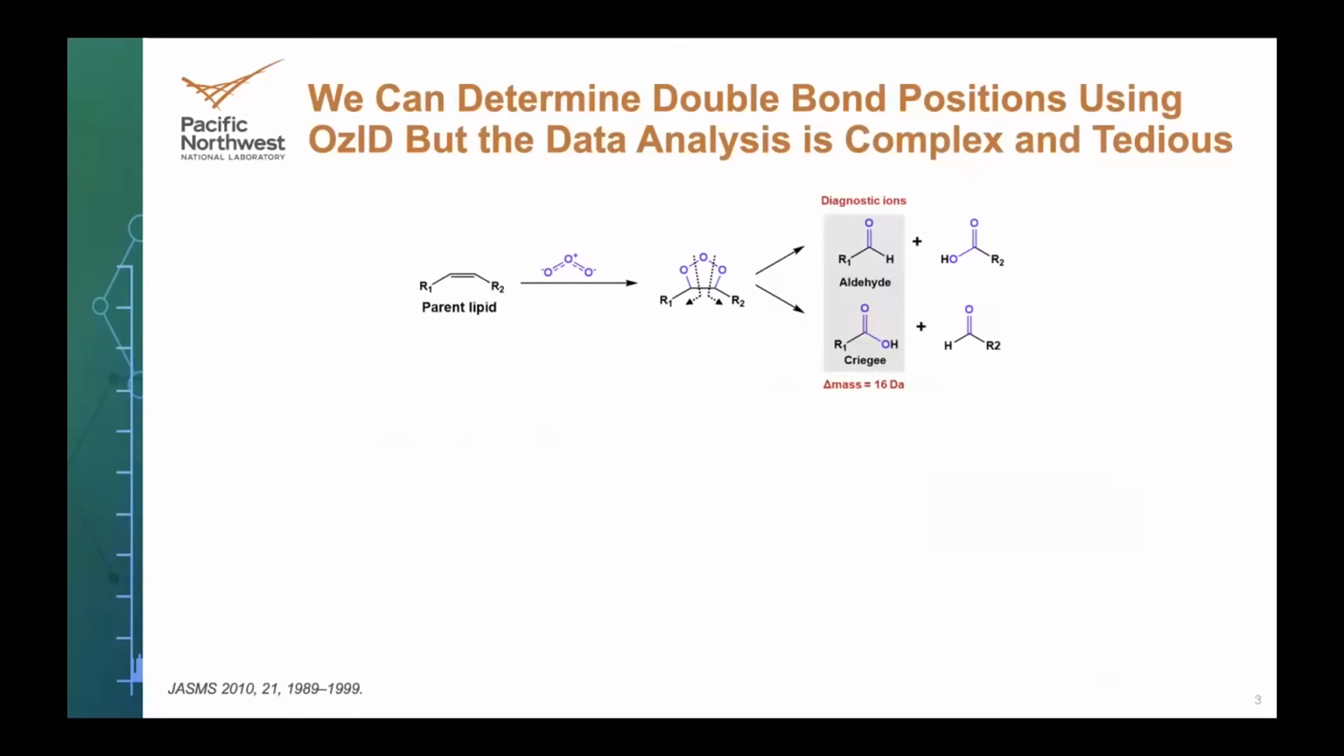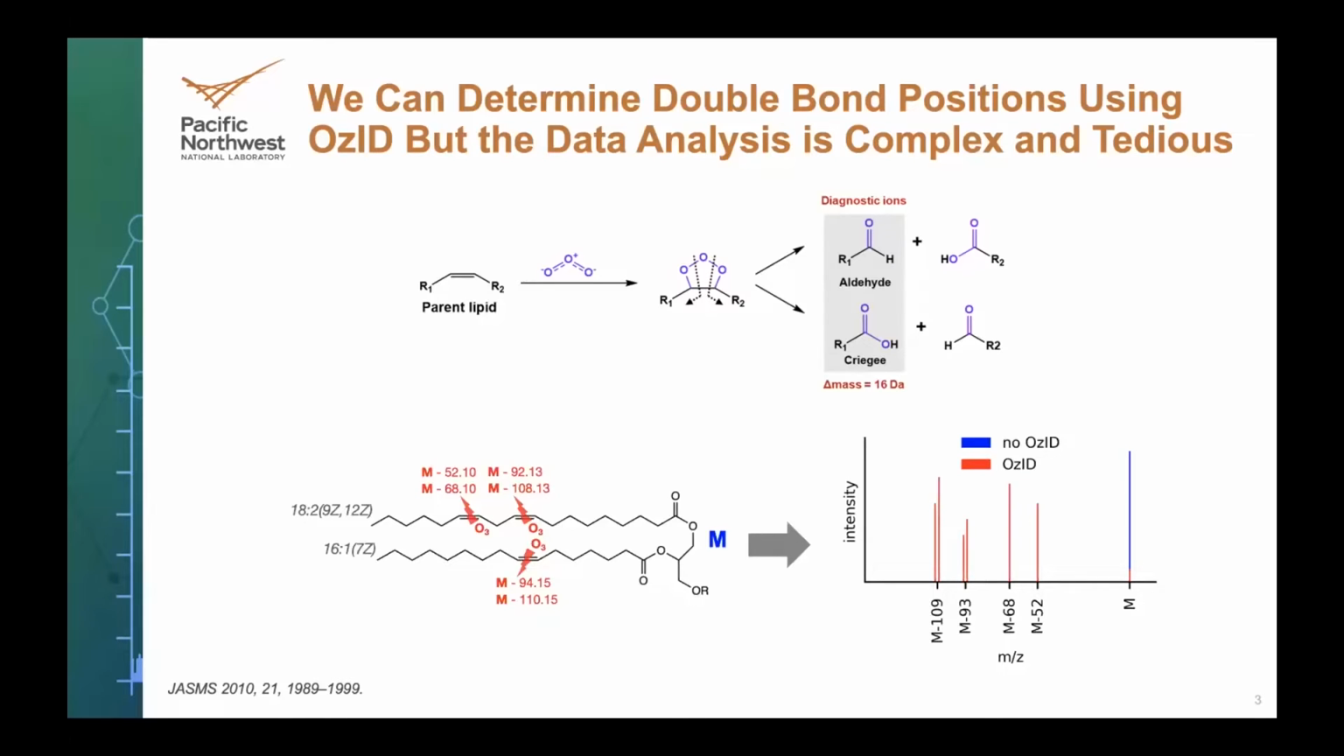One way that we use is called ozone-induced dissociation, or OzID. The main functional premise here is that in the lipid acyl chains, you have double bonds. Those can interact with ozone, forming an unstable species, which breaks apart in a predictable way into pairs of fragments. We call them the aldehyde and the Criegee. These fragment ions differ in mass by 16 Daltons, and importantly, their masses are diagnostic of the position of this double bond in the lipid.